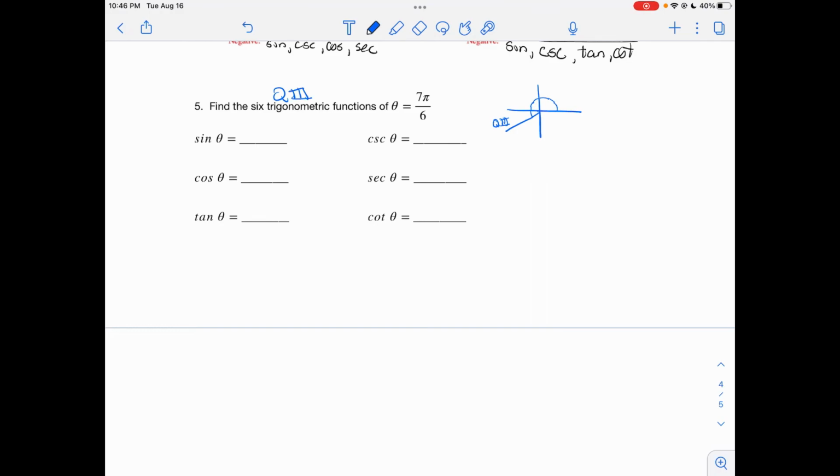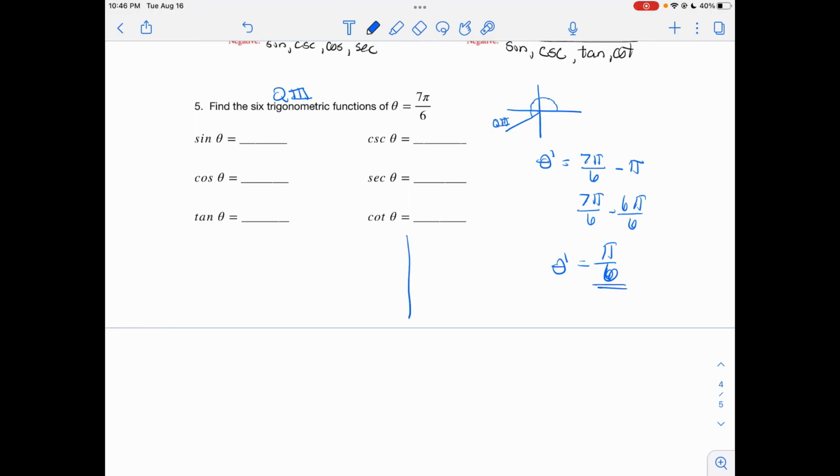I recall from last class that to find the reference angle in quadrant 3, I take the given angle measurement and subtract pi. And I'm going to choose to write pi as 6 pi over 6. And so that gives me pi over 6. So my reference angle is pi over 6.